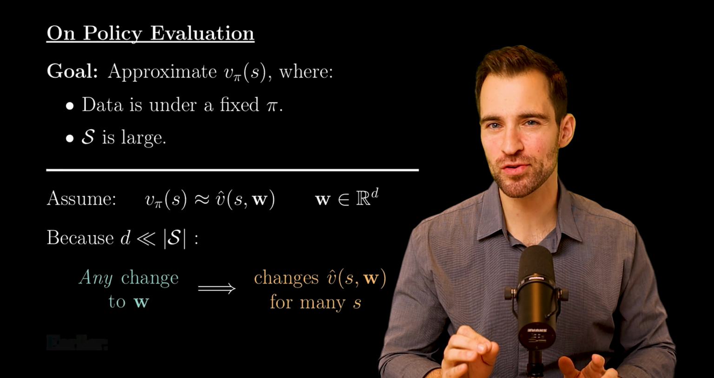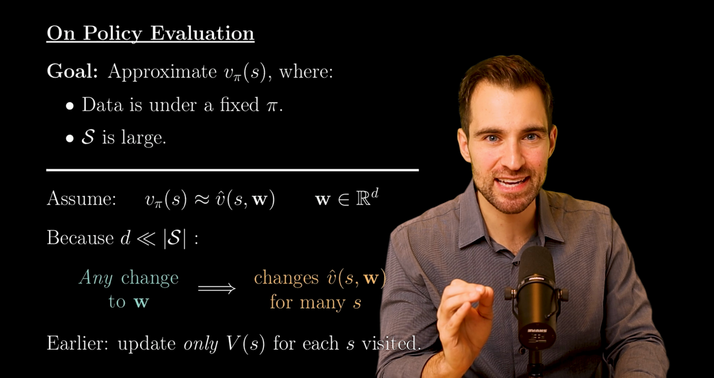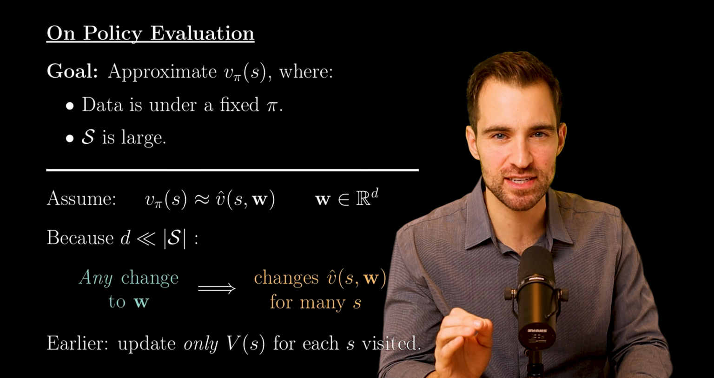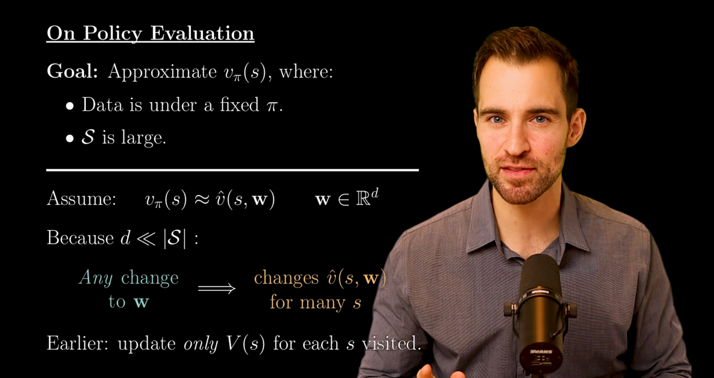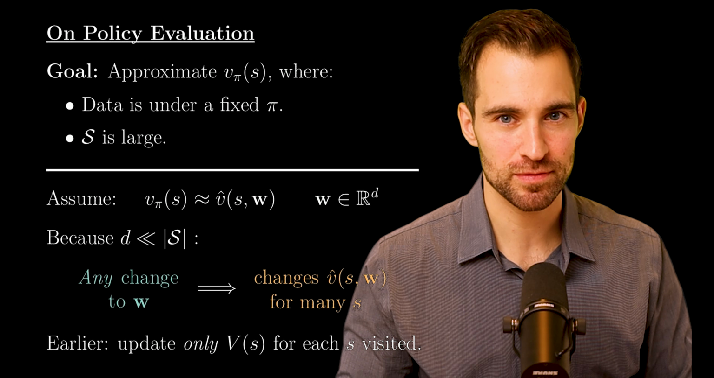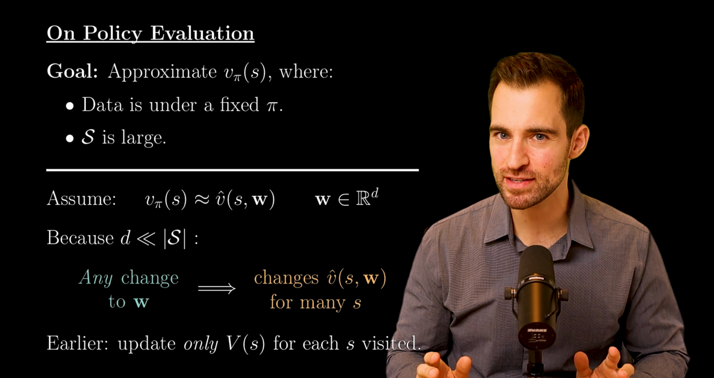Contrast this with what we did earlier, where we would update our estimate only for an individual state S each time S was visited. In other words, updating one state value never impacted another, but now that's no longer true. This means we won't be able to represent the true value function even with infinite data. And that brings us to the next idea.